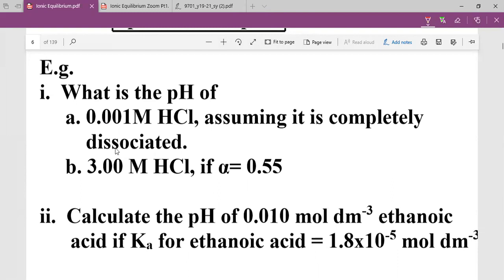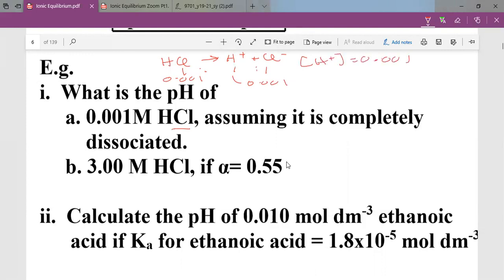So, famous question: what's the pH of 0.001 molar HCl? When they say HCl, it means that they assume it's completely dissociated. They don't have to tell you. That means you assume it's 100%. Which means HCl gives H plus plus Cl minus. 1 mole gives you 1 mole. So if it's 0.001 mole, it gives you 0.001 mole. Which means the concentration of H plus is 0.001 molar.